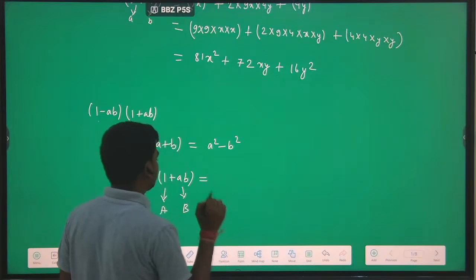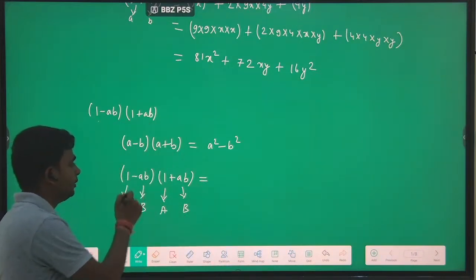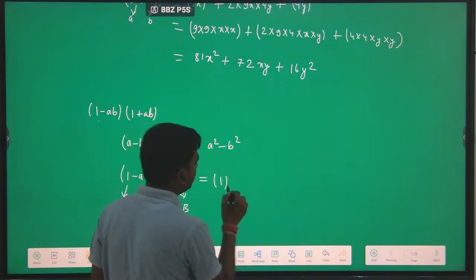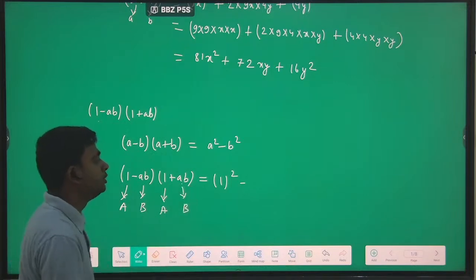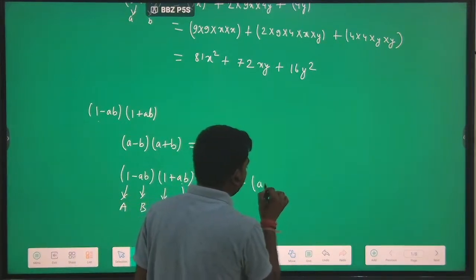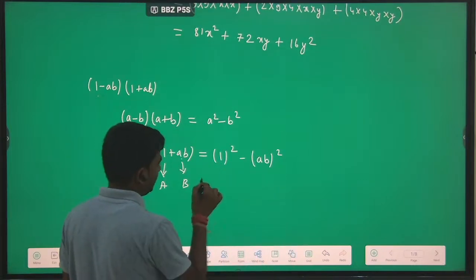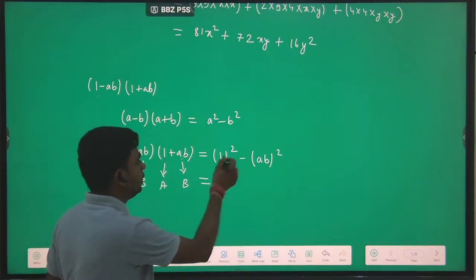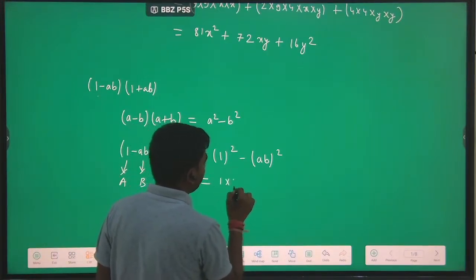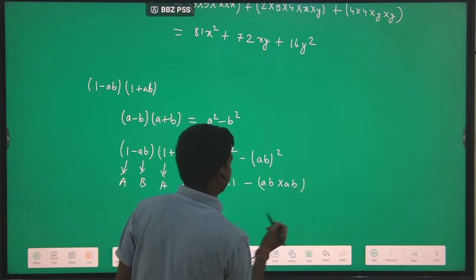So here we will get a square. A square is what? A is our 1. So we will get 1 to the power 2 minus b square. B is what? ab. So we will get ab to the power 2. So we are getting the value of 1 minus ab into 1 plus ab as 1 square, which is 1 into 1, minus ab square, which is ab into ab. Okay.